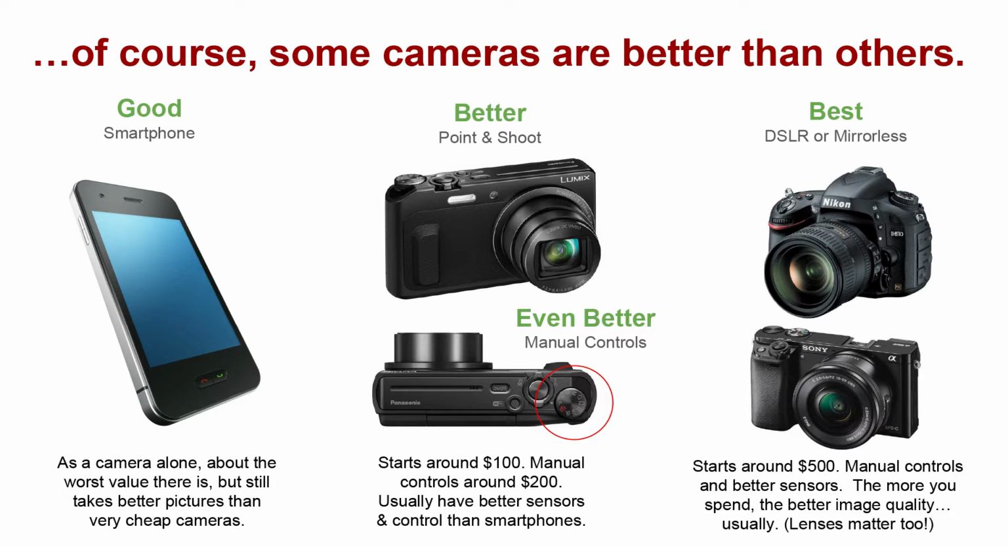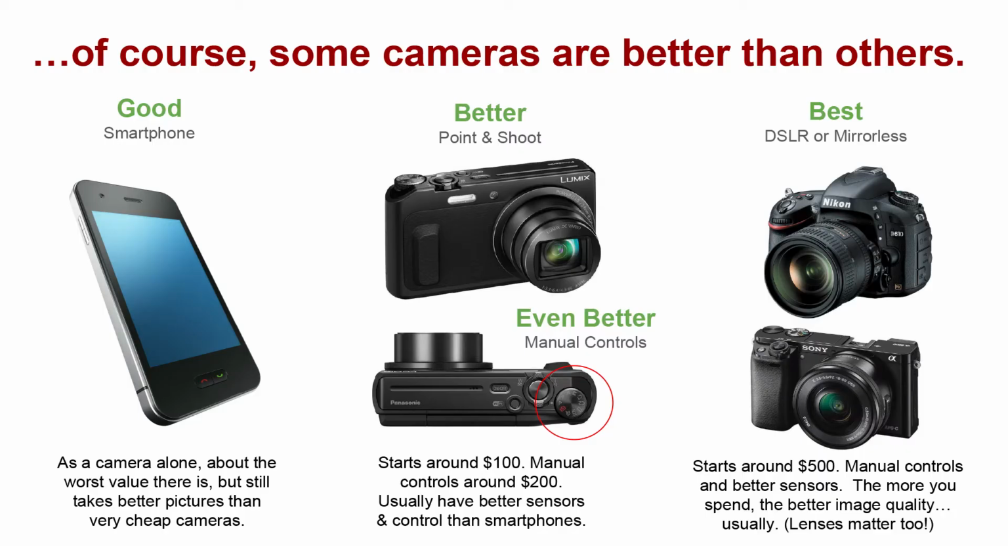Better is a point and shoot. The reason this is often better is because they typically have better sensors in them. This is not always correct. There's cheap point and shoots out there that are not as good as iPhones, but a lot of point and shoots are better. But a little bit better yet is a point and shoot that has manual controls on it. And I'm going to get into that a little bit later about how to set your camera up, but that can be a huge thing, being able to put your camera in manual mode and you control the camera and not let the camera make decisions for you.